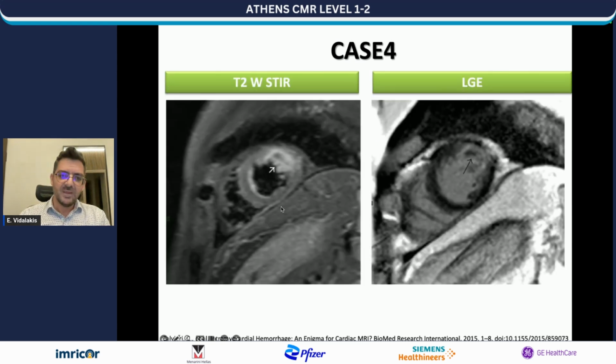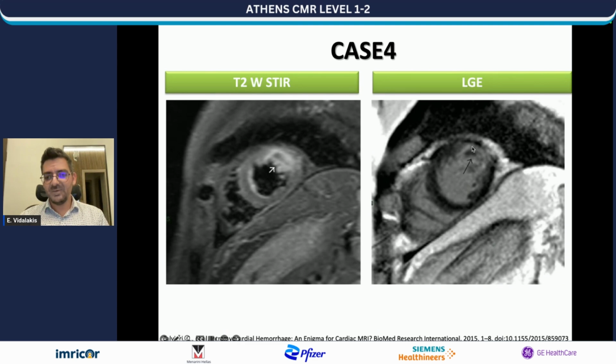Let's see. This is the T2 weighted imaging, and you can see that this area of the damage has edema. It's bright white. It has high signal intensity. So we can say that this area represents a fresh damage. But at the core of the damage, it has low signal intensity. It's dark. This means that this patient has intramyocardial hemorrhage.